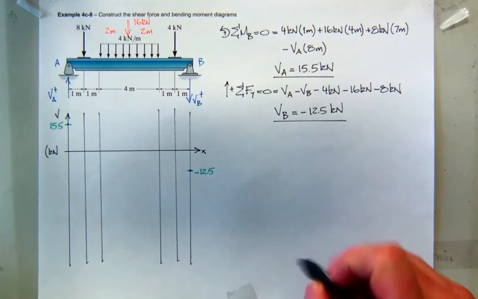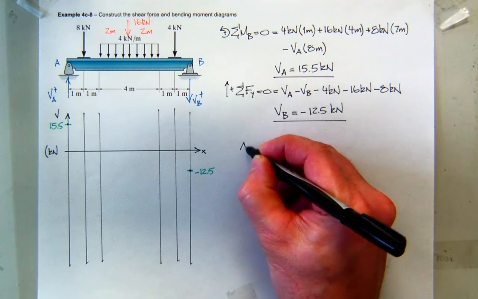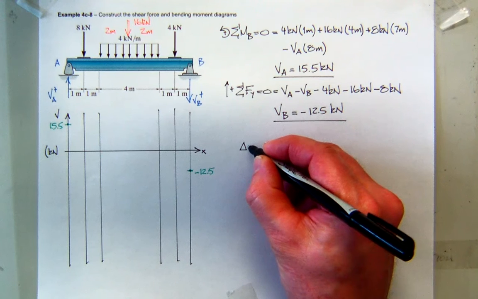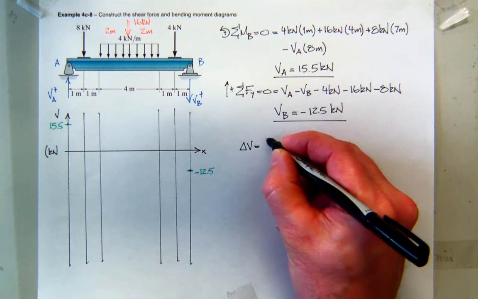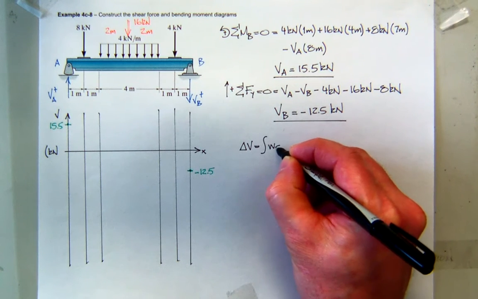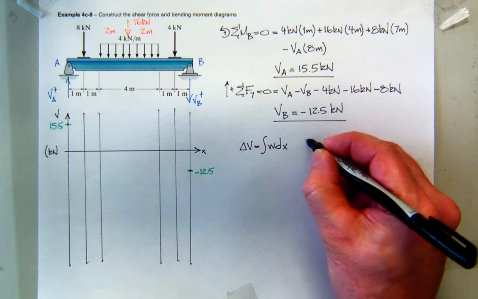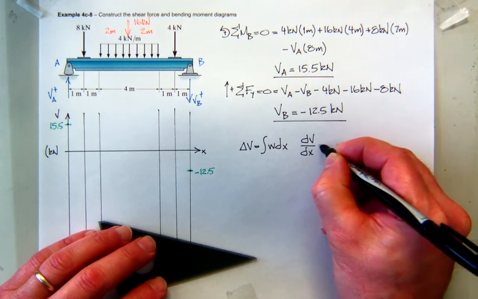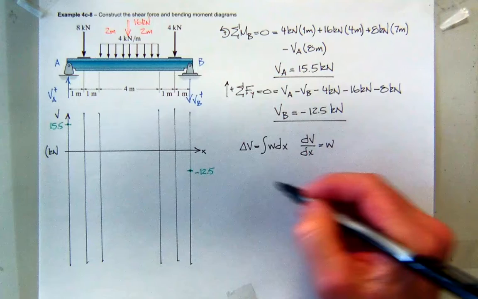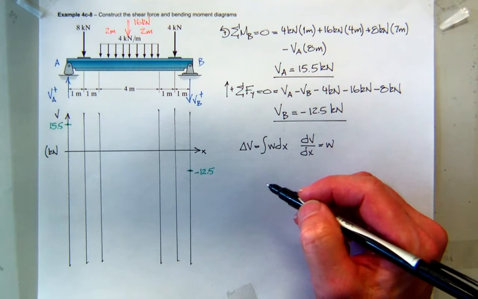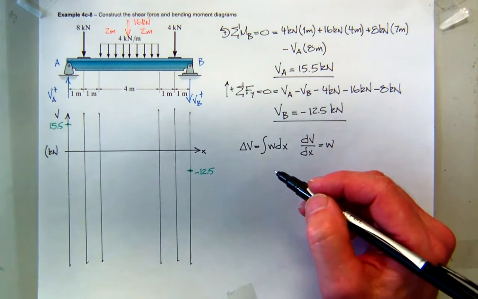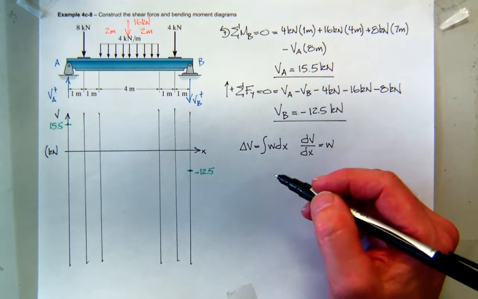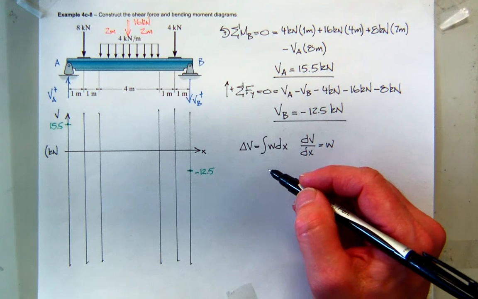Then, of course, our relationships are that the change in shear is the area under the load curve, and that the slope of the shear diagram is equal to the load. You might be getting tired of hearing me say that over and over and over. Hopefully mental muscle memory will kick in and you won't think about it either. You'll just do it. That's the idea.